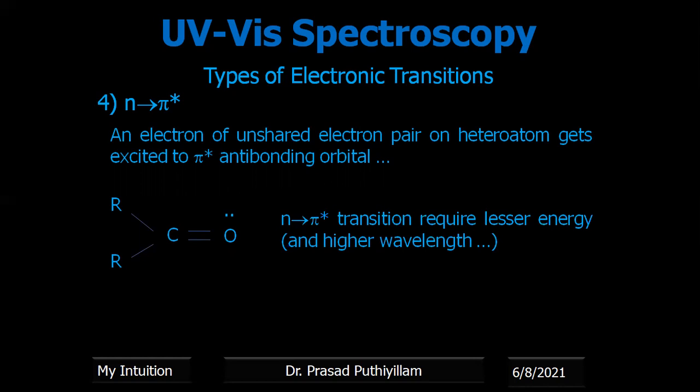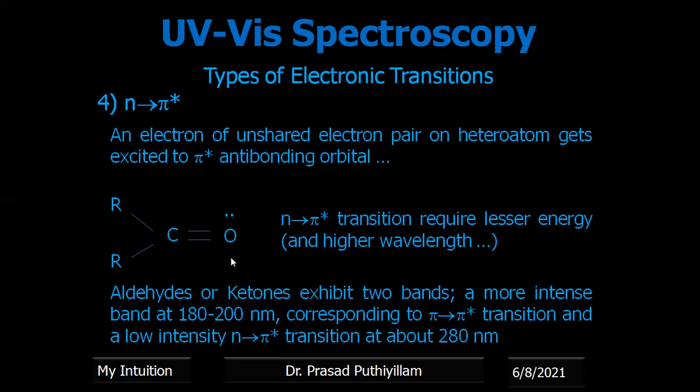So in this type of molecules, even though n to pi star transition is there, another transition is also possible, which is the previous one, the third point. That is, it can also give pi to pi star transitions. Therefore, aldehydes or ketones exhibit two bands: a more intense band at 180 to 200 nanometer corresponding to pi to pi star transition, and a low intensity band, that is n to pi star transition, at about 280 nanometer.